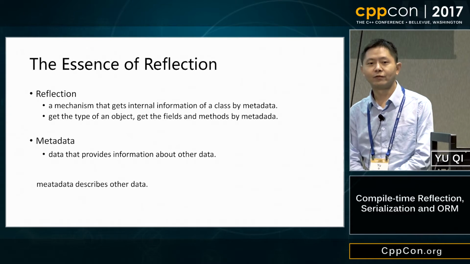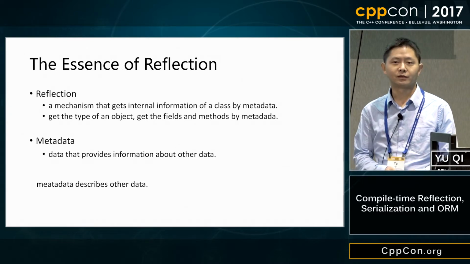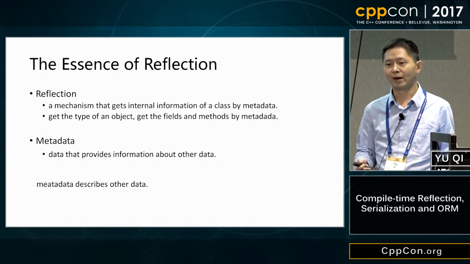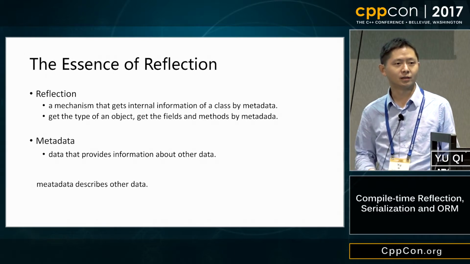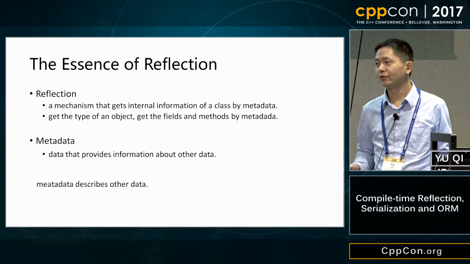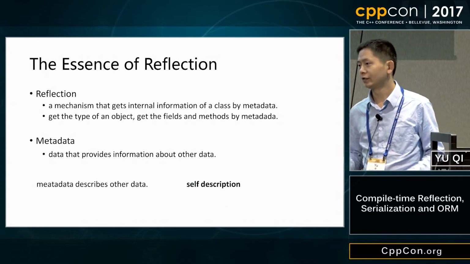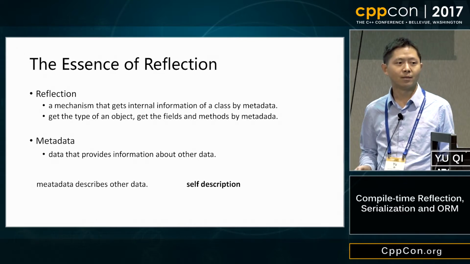So, what is reflection? Reflection is a mechanism that gets the internal information of a class by metadata. So, what is metadata? Metadata is data that describes other data. The main feature of metadata is self-description. Let's look at some classic metadata.